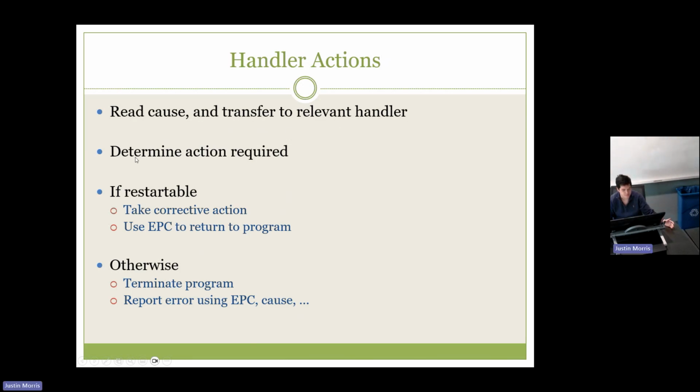And then that handler will determine what is the action that is required. And if it's restartable, it will take that corrective action, and then it will use that program counter that we saved to resume the program. Otherwise, if it's not restartable, it's just going to terminate the program, and then using the program counter, it can say, this was the instruction that caused the error, this was the error, and so forth. Right? So you can kind of give the user some hints as to what happened.